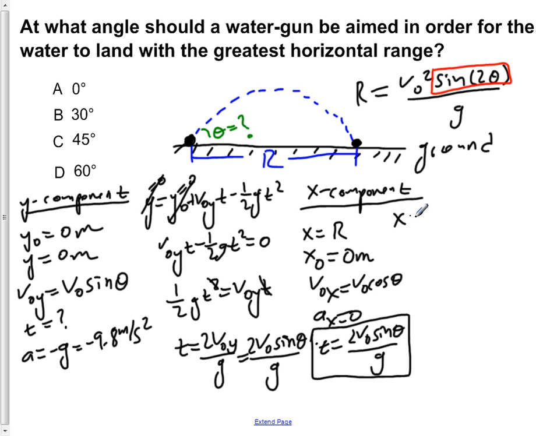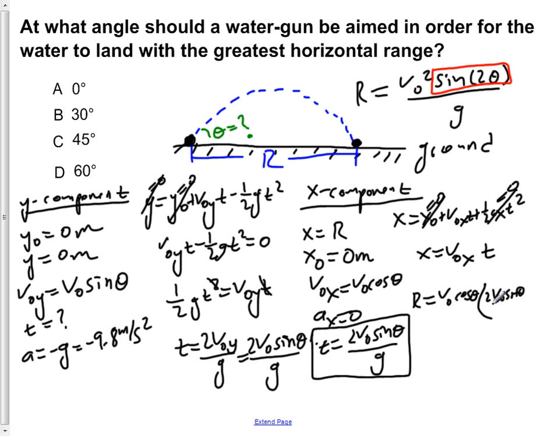So if we do that now, we have x is equal to x naught plus v naught x t plus 1/2 a x t squared. We can cancel this term because we know a x is 0, and we can cancel this term because we know x naught is 0. So we're left with x is equal to v naught x t. If we now plug in what we know, we get R is equal to v naught cos theta times 2 v naught sine theta over g. If we now multiply this out, we get R is equal to v naught squared 2 sine theta cos theta over g.